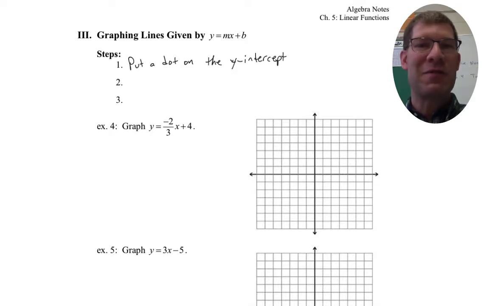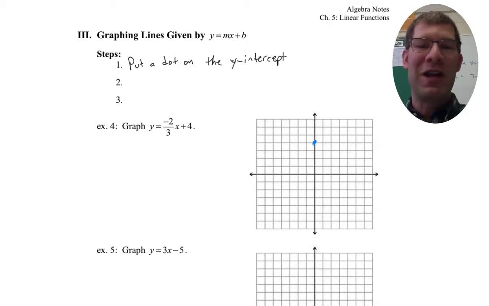And as I write the steps, I'm just going to go through and do that for this first example here. So put a dot on the y-intercept. Well, we have y equals negative 2/3 x plus 4. So the positive 4 is going to be my y-intercept. So I'm going to take and put a dot there. So up 4. And now you need to have at least 2 dots to make a line.